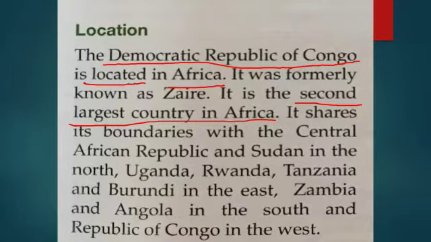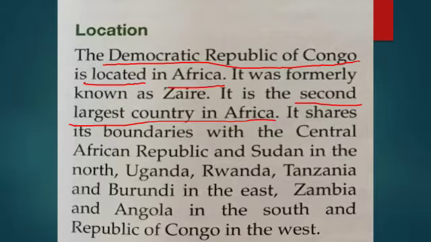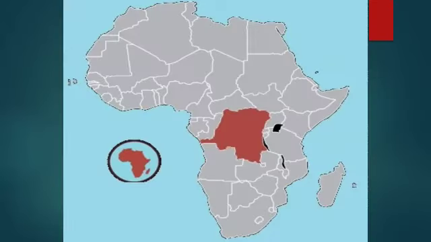First is location. The Democratic Republic of Congo is located in Africa continent. It was formerly known as Zaire. It is the second largest country of Africa.